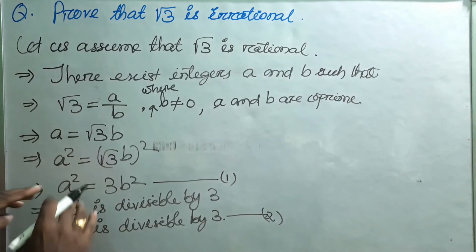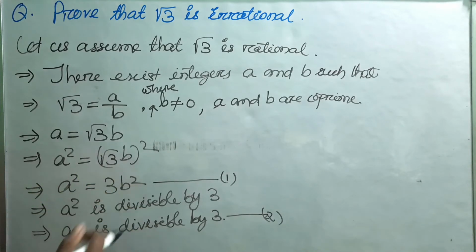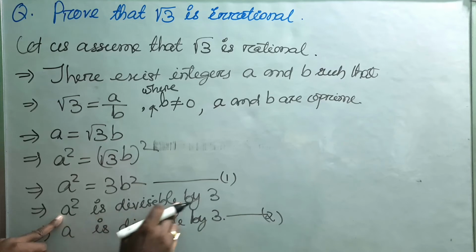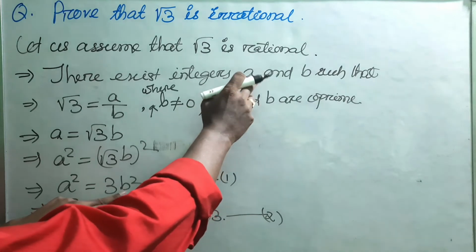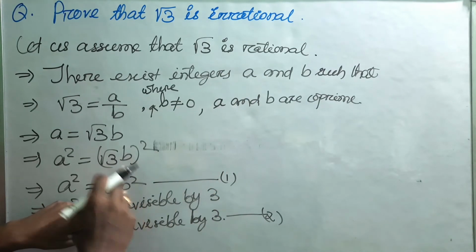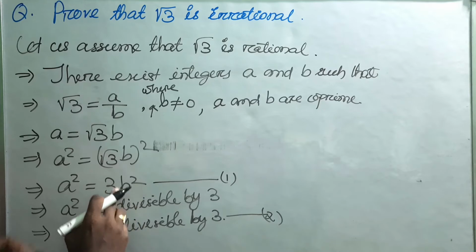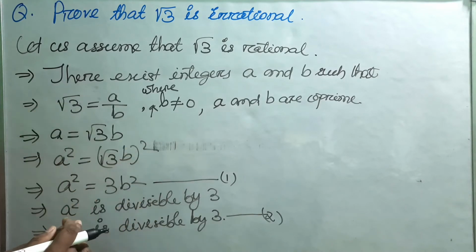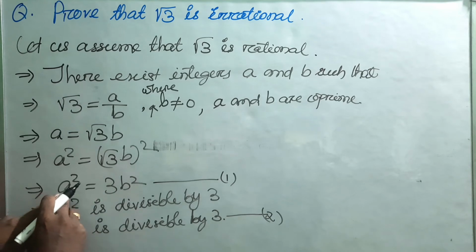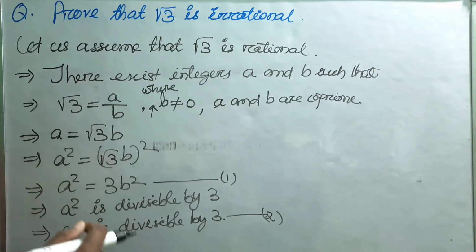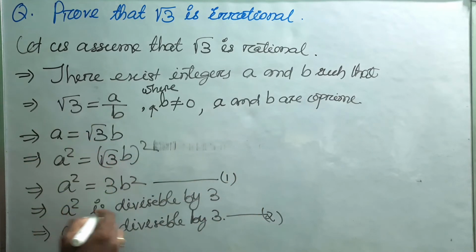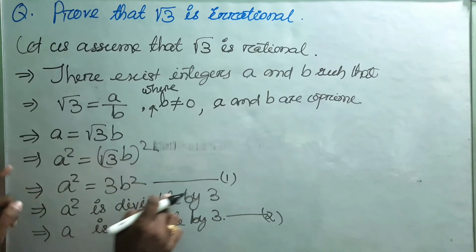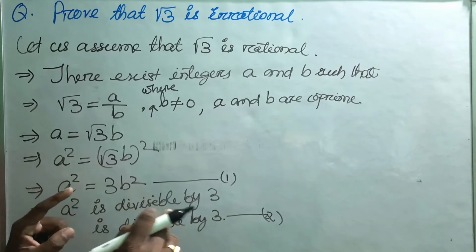Now a question may arise in your mind: why have we taken a square is divisible by 3, why have we written it like this? Now you know a and b are integers, we have taken already here. So the square of an integer is also an integer. When you multiply it with 3, it becomes an integer which is a multiple of 3. So a square is equal to 3b square, that means a square is also a multiple of 3. If a number is a multiple of 3, obviously it is divisible by 3. So that is why we have written a square is divisible by 3. Now the question arises, if a square is divisible by 3, then why is a divisible by 3?